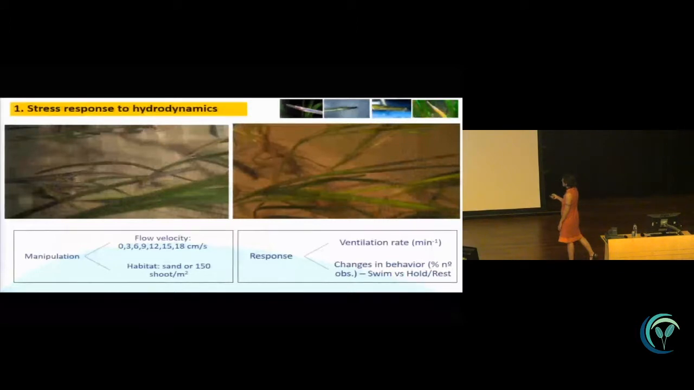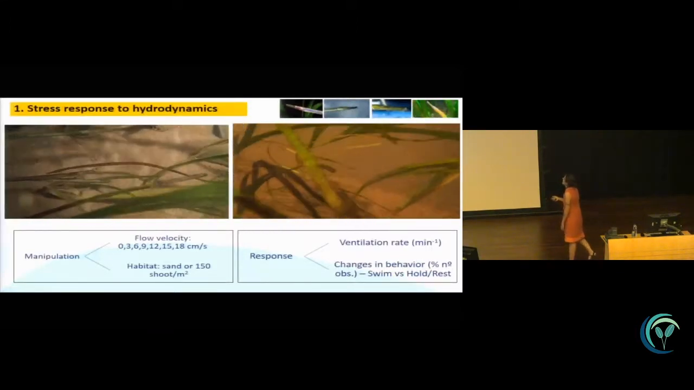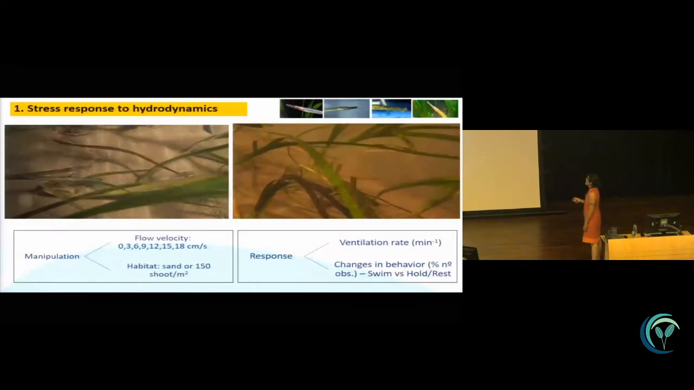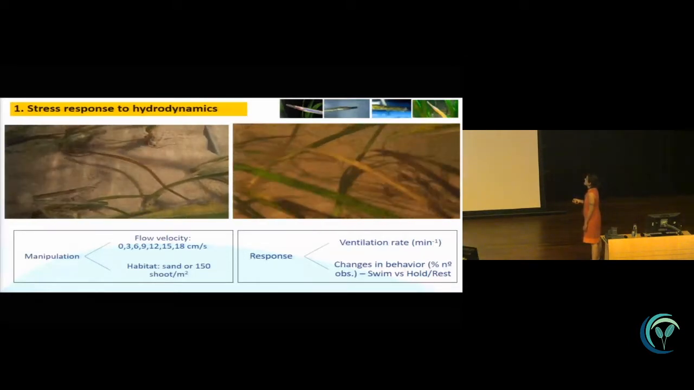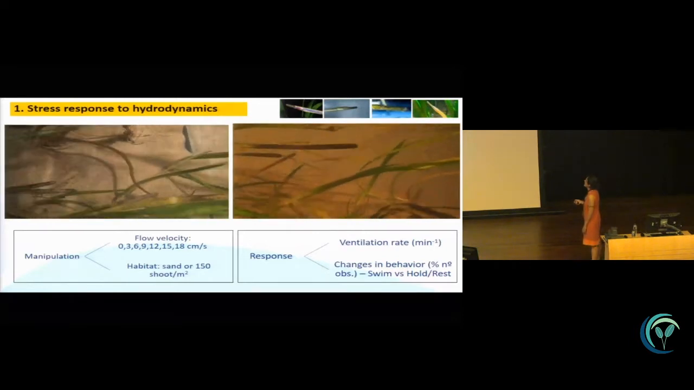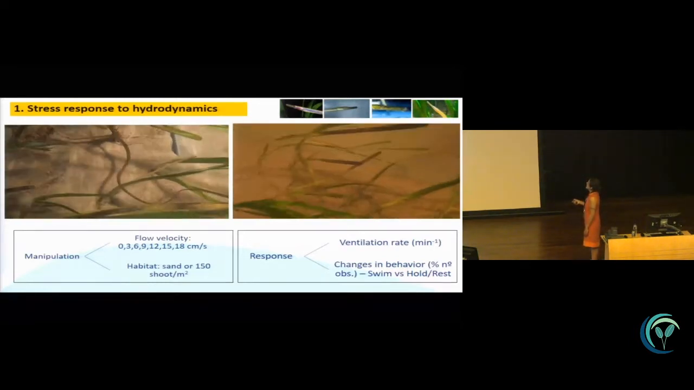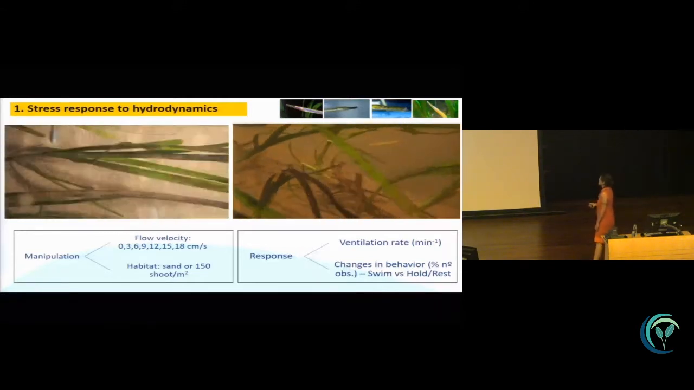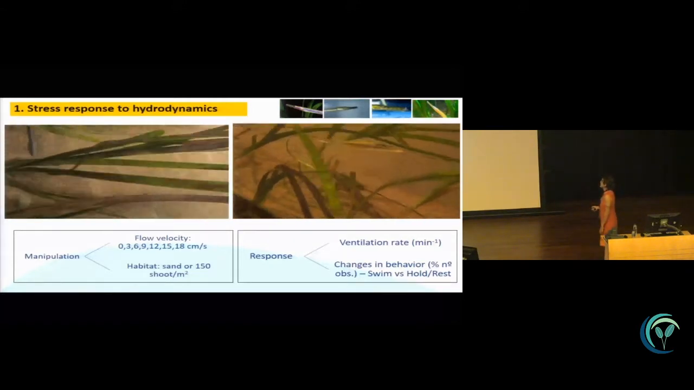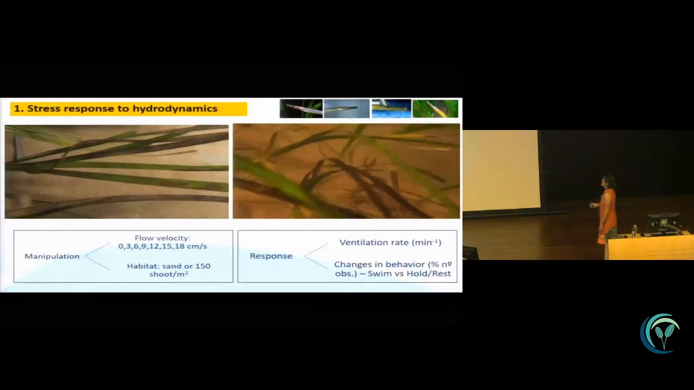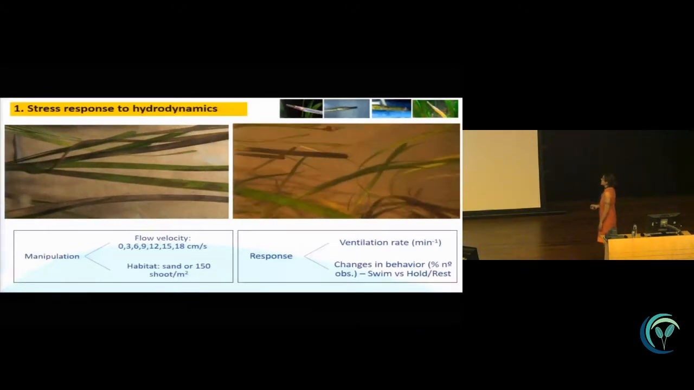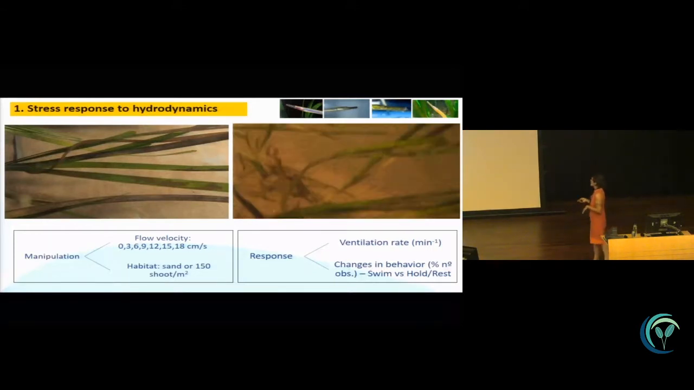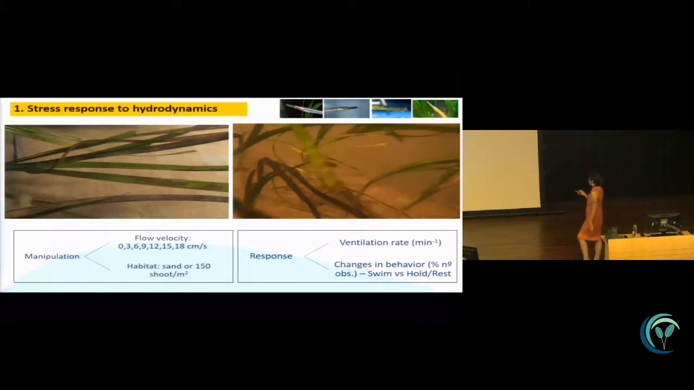Okay, and I'll play these 2 videos to show you what we are measuring as behavior. On the left side, you have a Nerophis ophidion holding a leaf. On the right side, you have a Syngnathus typhle swimming. That's one of the response variables we measured in this work. And the other one was the ventilation rate, meaning the opercular movement of the fish under different conditions.